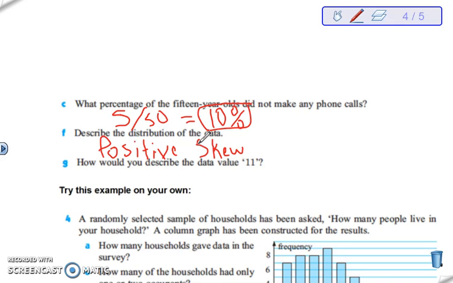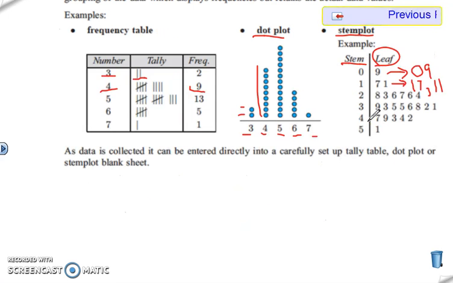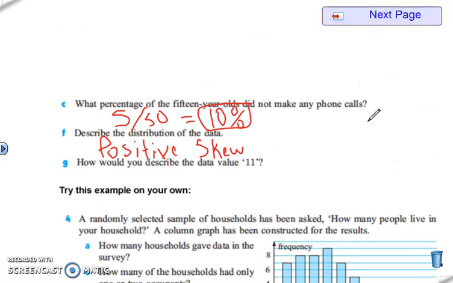And finally, how would we describe the data value 11? So we go back. The 11 is way off to the side. It only shows up once, and it's the highest one, right? It's all by itself. So that would be our outlier.